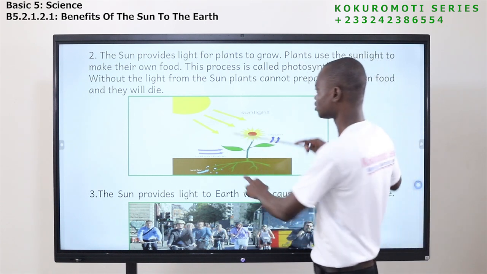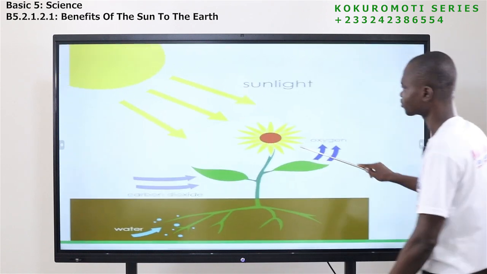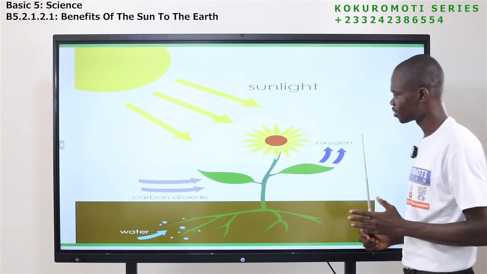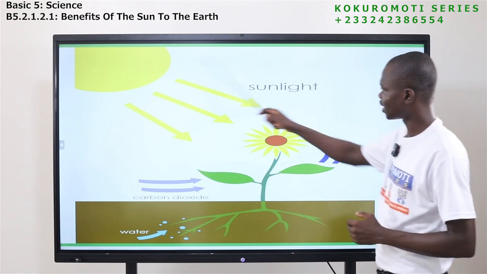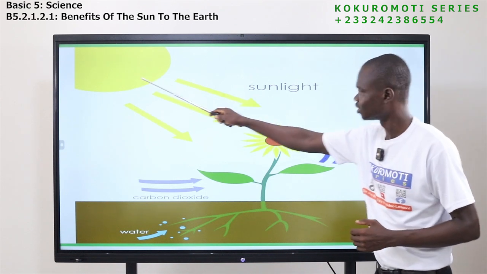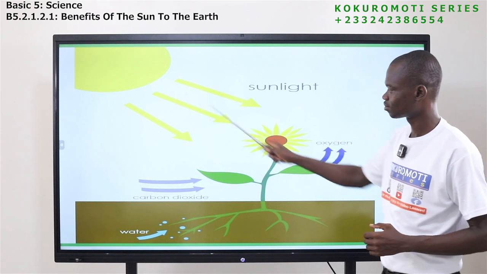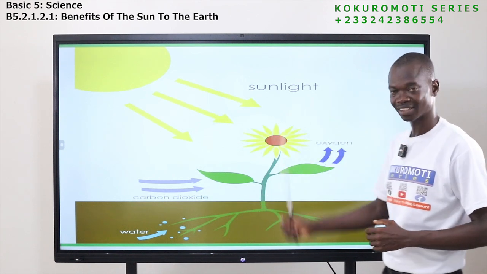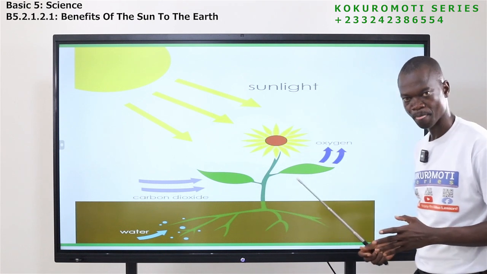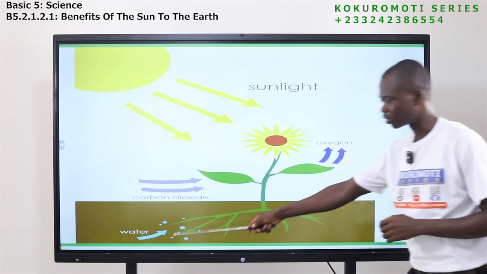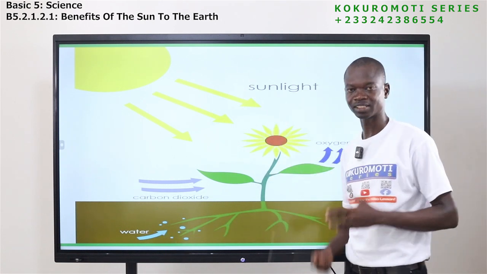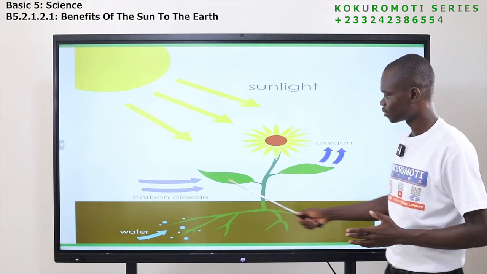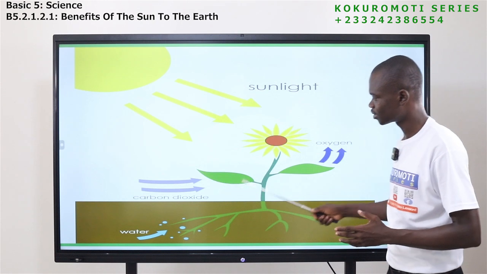Now let's look at how a plant prepares its food. The plant prepares its food by using 3 things. The first one here, this is what? The sun. So sunlight from the sun. We have what? Carbon dioxide. Carbon dioxide too is part of the air. And now we have what here? Water. So these are the 3 things that the plant needs to prepare its food. The food preparation takes place in the leaves.